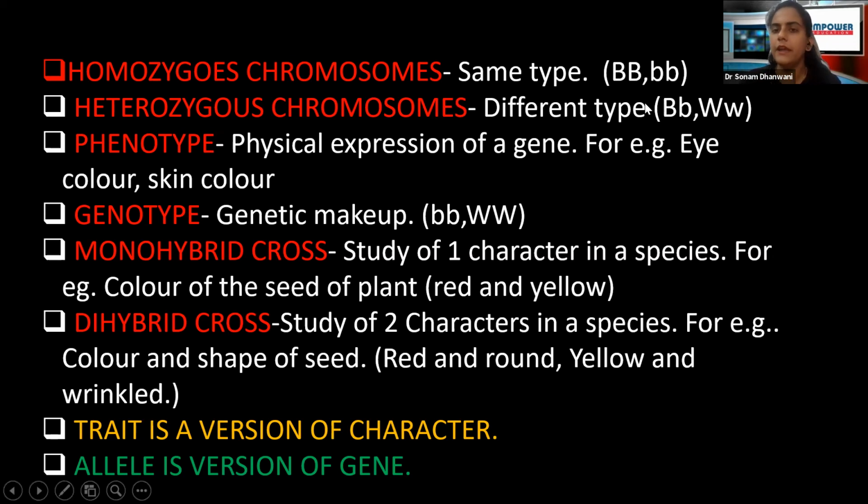और hetero में it can be one dominant and one recessive. Okay. Now what is phenotype? Phenotype is the physical expression of a gene. For example, eye color, skin color. Physical expression means हम जो देख सकते हैं, right?